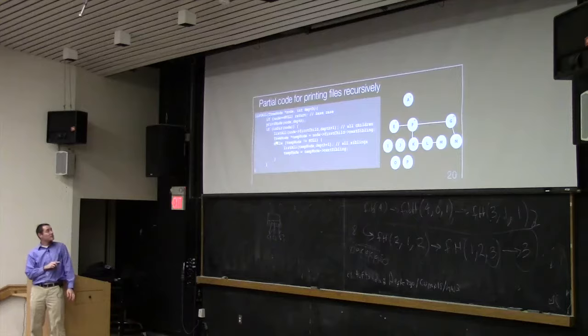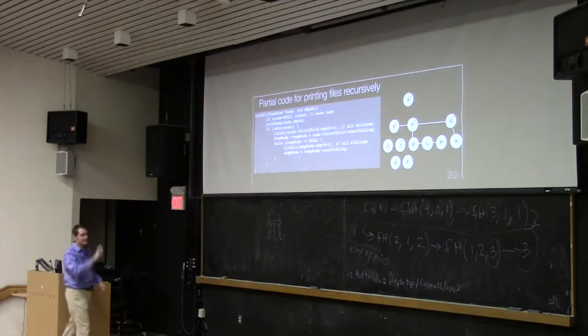Then you can have a temp node, which is your first child's next sibling, because you're going to need to print that too. While your temp node is not null, you're going to go through all the siblings, and keep doing that. It's a little bit weird of a recursive function, but it does the job.